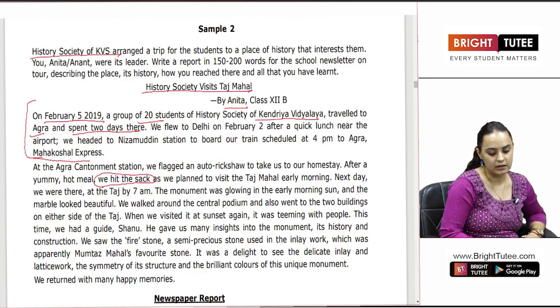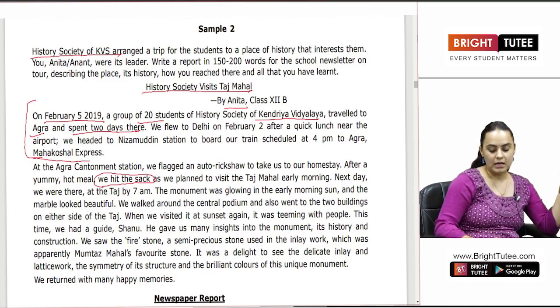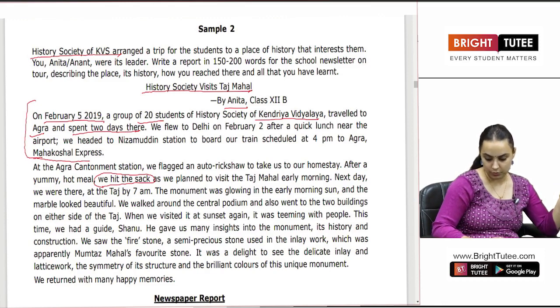This time we had a guide, Shanu. He gave us many insights into the monument, its history and construction. We saw the fire stone, a semi-precious stone used in the inlay work, which was apparently Mumtaz Mahal's favorite stone. It was a delight to see the delicate inlay and lattice work. So the description has been given: the symmetry of its structure and the brilliant colors of this unique monument. We returned with many happy memories.